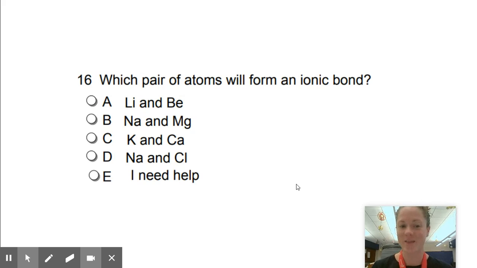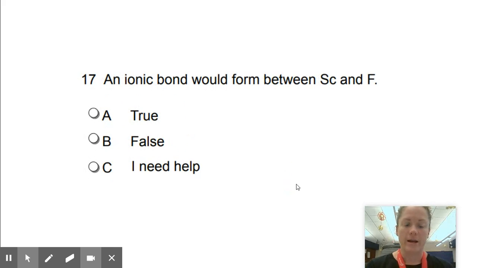All right, if you read through it, you would have noticed that we have table salt on there, which is NaCl. NaCl is the only one that would actually form that ionic bond, and that's one that we've gone over a couple times already in the slideshow. An ionic bond would form between Sc and F. Sc is in the third column, which is a transition metal, and fluorine is 17. Because we don't know how many valence electrons Sc has, we are going to say that's false.